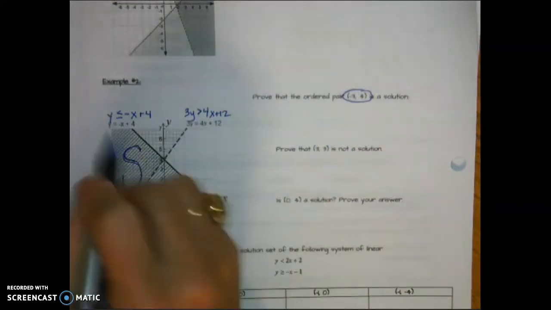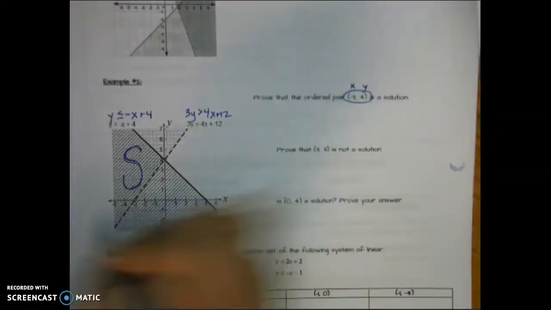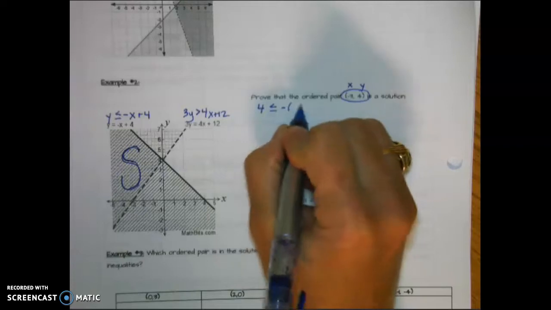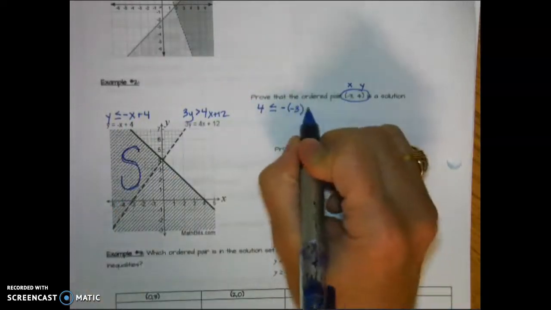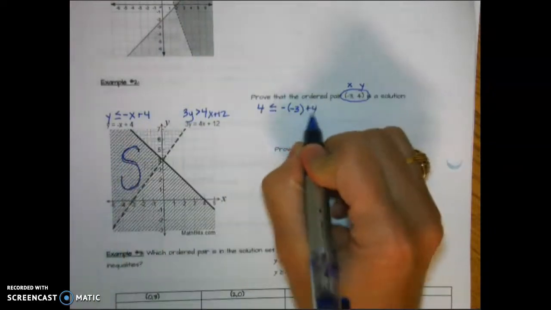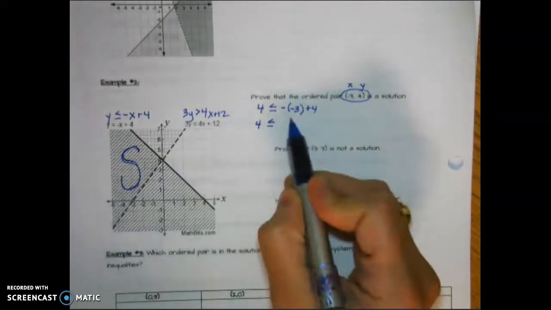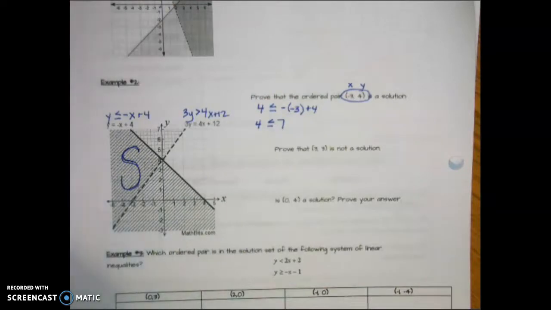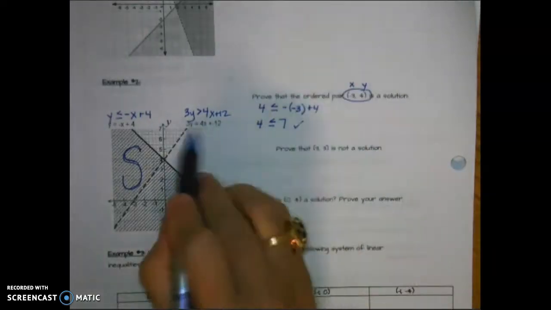So first I'm going to plug into the first inequality. So y, I'll replace with 4. So is 4 less than or equal to negative x plus 4? I'll replace the x with a negative 3. So I want to prove that this is true. So 4 is less than or equal to, the negative of negative 3 is 3, plus 4 is 7. Is 4 less than or equal to 7? Yes. So it is true for that inequality. So it has to be true for both. Now I'm going to prove that it's true for this inequality.